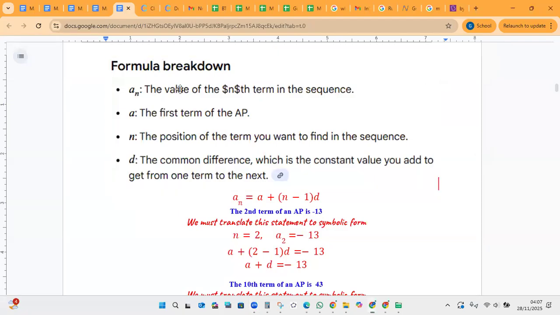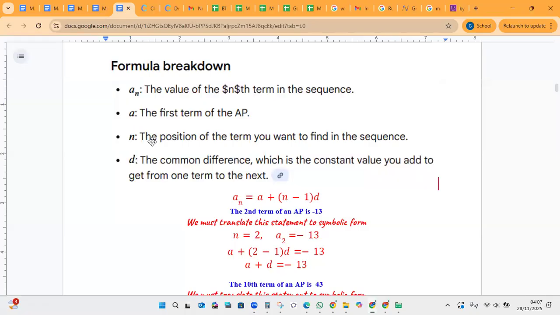So here we continue with the formula breakdown. A sub n is the value of the nth term in the sequence. A by itself is the first term of the AP. N is the position of the term you want to find in the sequence, and that is what we want to eventually find. We want to find the position that 78 occupies. But we need A and D. D is the common difference, which is a constant value you add to get from one term to the next.